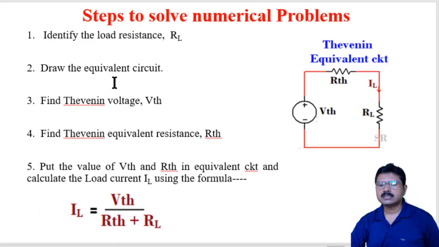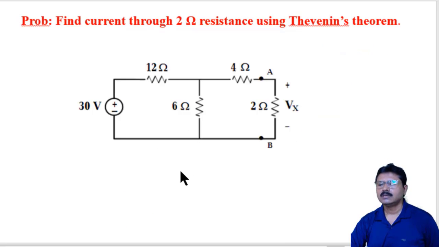Next we should redraw the Thevenin equivalent circuit. We have to find out the VTH. Next we have to find out RTH. We have to put the value of VTH and RTH in the equivalent circuit, and ultimately we will find the parameter which has been mentioned to calculate. So coming to the first problem.